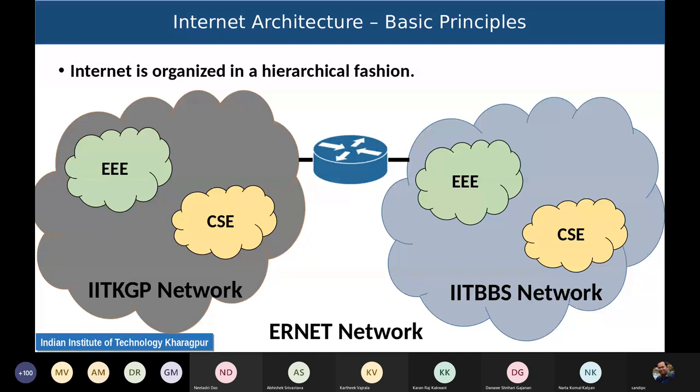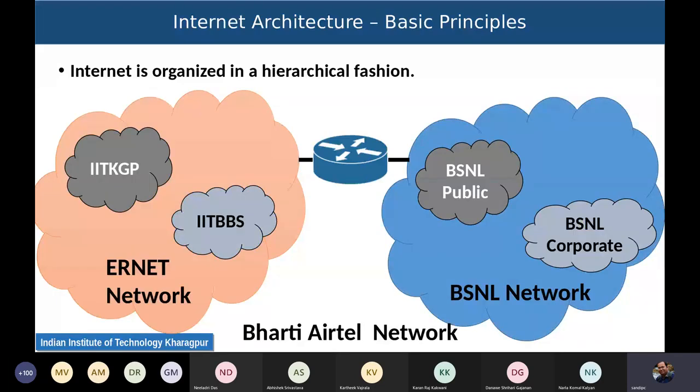Then say the ERNET network, that is the Education and Research Network of India, and the BSNL network, and not only BSNL but Airtel, all these networks are interconnected with each other. Basically in India, the Indian network is provided by Bharti Airtel, and they are part of this Bharti Airtel network. So BSNL, ERNET, everyone takes service from Bharti Airtel. Bharti Airtel is the highest tier network in India. So that way, in a hierarchical way, the networks are formed.